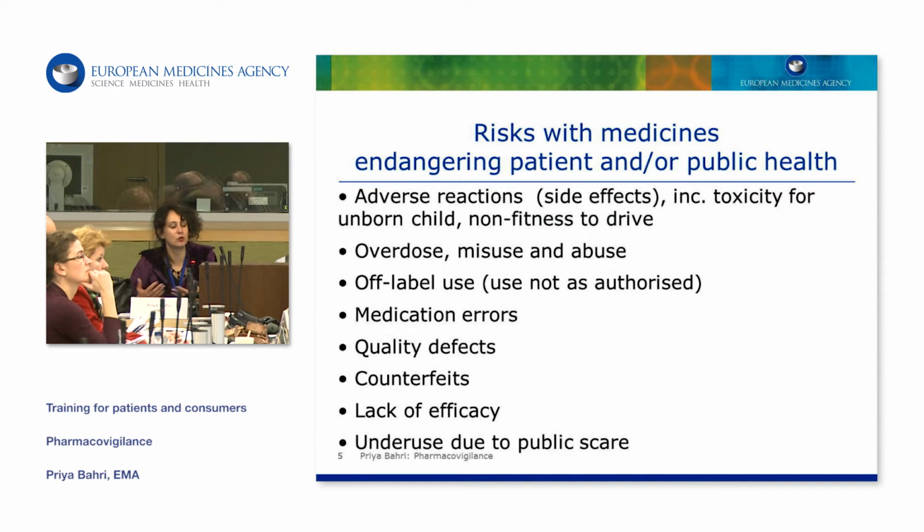And people more and more argue that the scope should be broader. Lack of efficacy is something which has been there for a while and becomes more and more important, in particular for medicines against life-threatening diseases, or vaccines or contraceptives. It's a specific important area. But there could also be the underuse of medicines due to public scare, for example, in the vaccine area, which also becomes more and more the focus of pharmacovigilance, and how to optimize communication so that the contrary of the overuse does not happen.